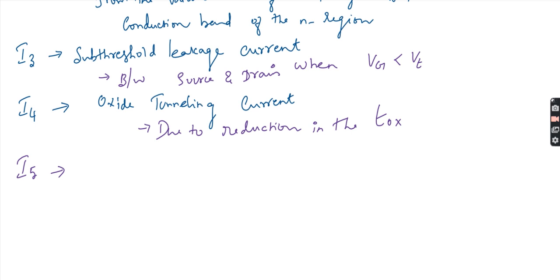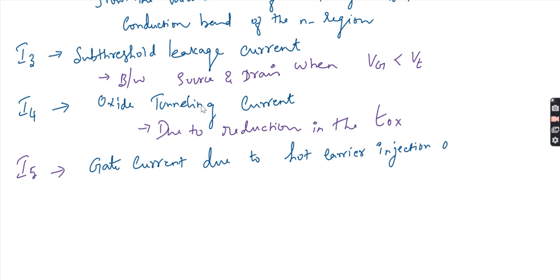Then next parameter is I5. So what is the parameter I5? I5 is the gate current. So not carrier, gate current. Gate current due to hot carrier injection of electron. Important is hot carrier.